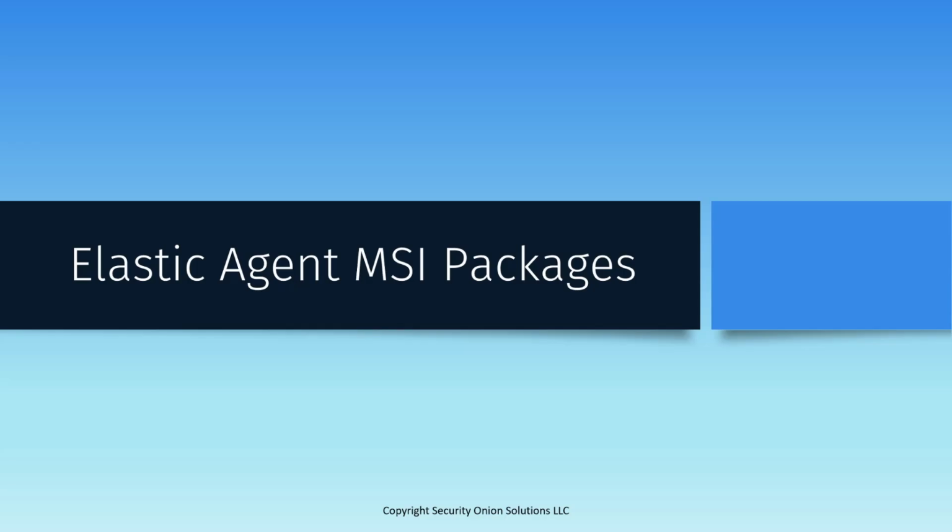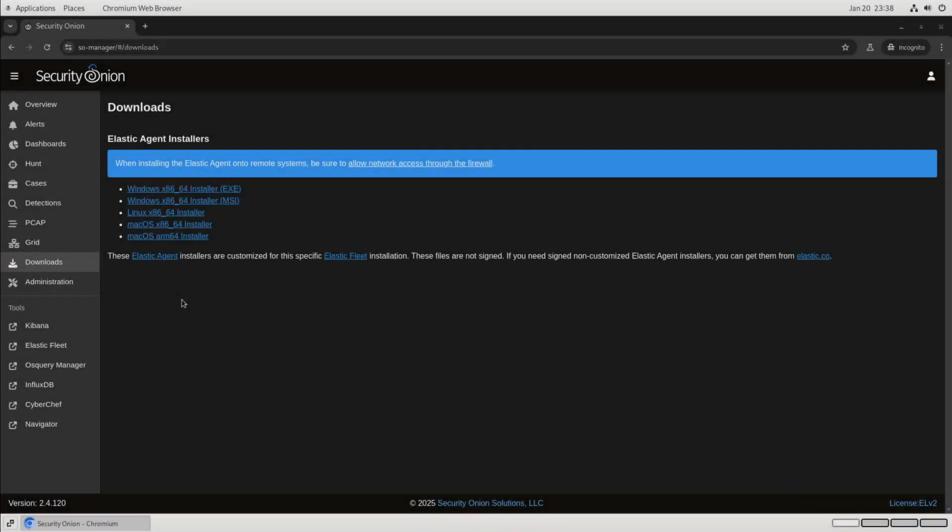Speaking of feature requests from our users, we now package the Elastic Agent as an MSI as well as an EXE. As always, the Elastic Agent installers here on the SOC download screen are custom built and configured for your particular grid, and are available for Windows, Linux, and Mac OS. Starting in 2.4.120, the Windows installer will be available as both a plain EXE and an MSI, making it much easier to do a fleet deployment using Active Directory or a management tool like SCCM.